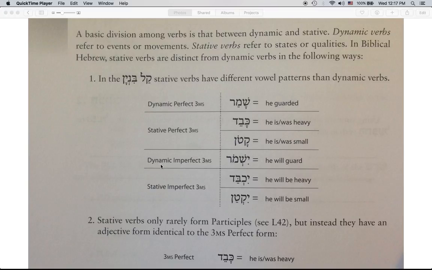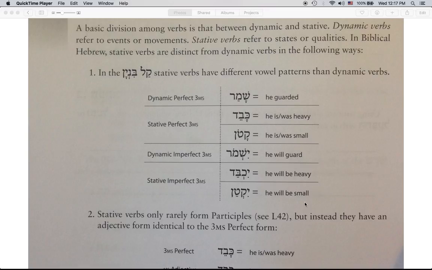And the imperfect, the dynamic verbs, are spelled yishmor. We're used to this with the i vowel and the o vowel. Yishmor, he will guard. The stative imperfect is spelled a little bit different. Yikbad. The same i vowel, but instead of an o vowel, we have an a vowel. Here's another example. Yiktan. The a vowel again. He will be heavy. Yikbad. Yiktan, he will be small.